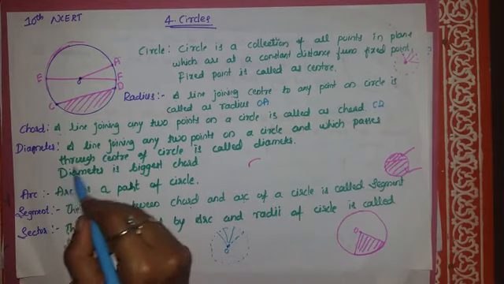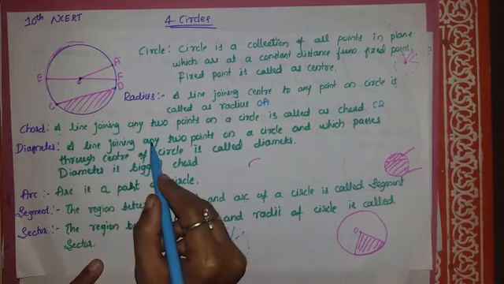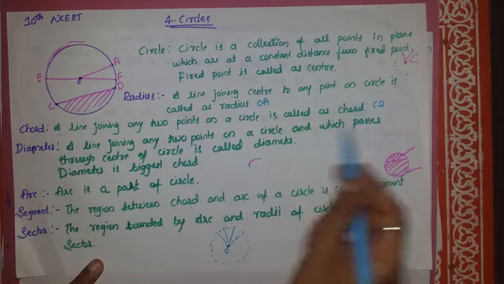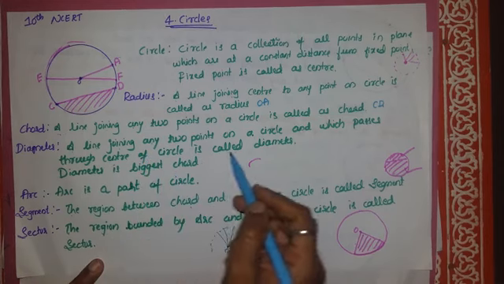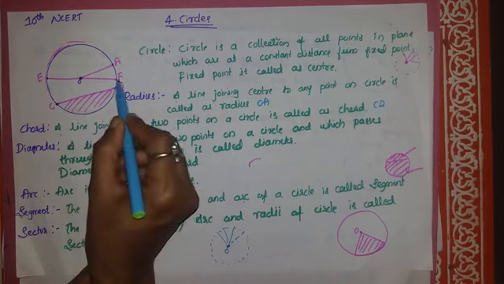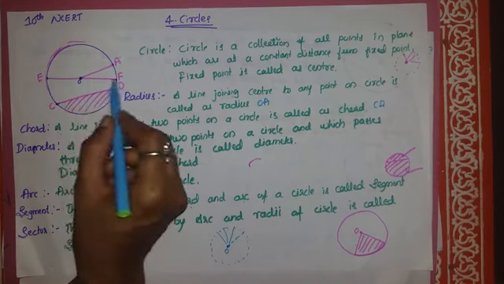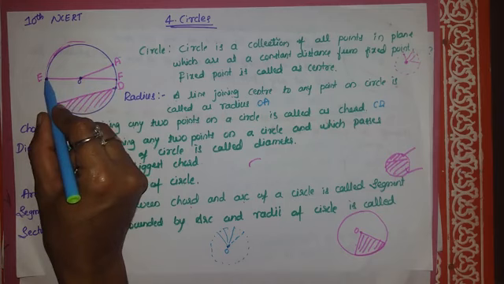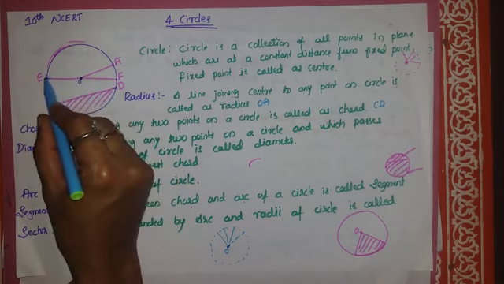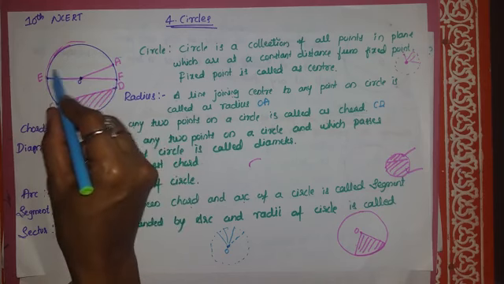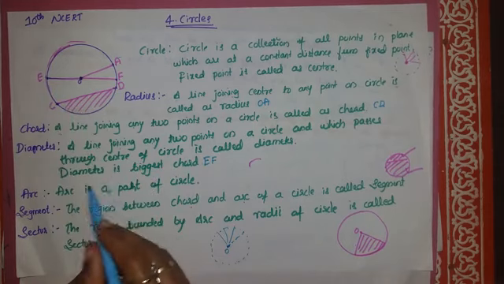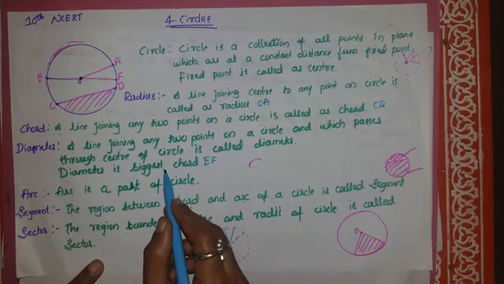Next, diameter. A line joining any two points on a circle and which passes through the center of the circle is called a diameter. Here I have taken two points E and F, and these two points are on the circle. The line joining them, which passes through the center, is called the diameter. Here EF is a diameter, and the diameter is called the biggest chord of the circle.